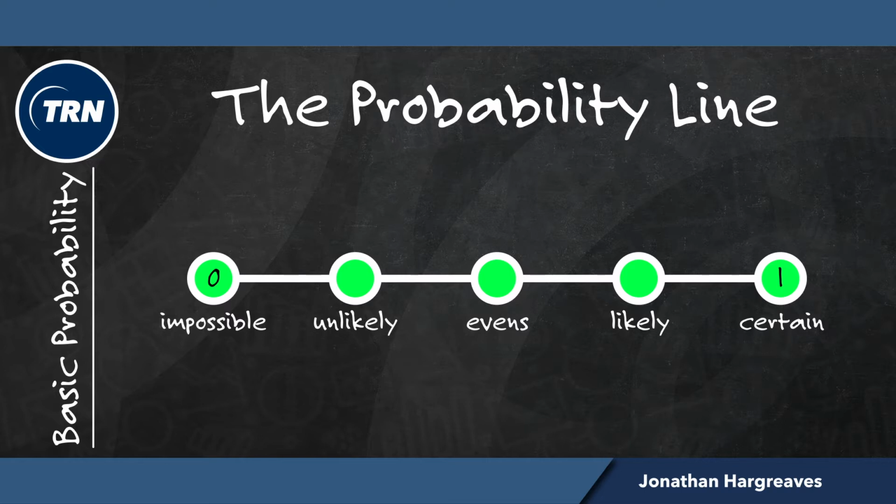Probability is measured, as I said, from 0 to 1. It can also be measured as a fraction and as a percentage. So if we look at our probability line again, we can have 0.0 to 0.25 to 0.5 to 0.75 to 1.0. And as a percentage, we can also write 0%, 25%, 50%, 75%, and 100%.